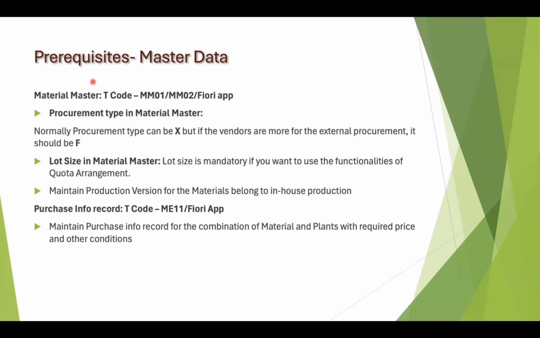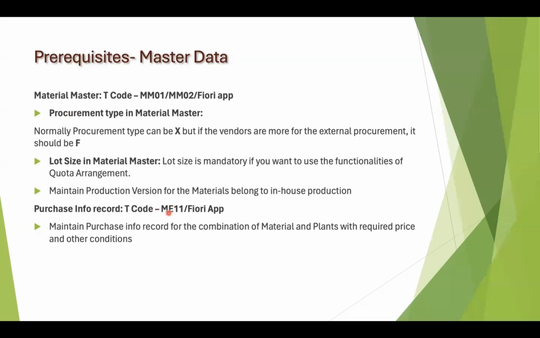Just now we have seen the configuration, right, where you're activating the splitting quota. So lot size must be given in the material master. The production version is mainly for in-house production, if you want to use it. Now we are mainly testing the external procurement. I can just show you, it is available in the MRP4 view, so we can see how it looks.